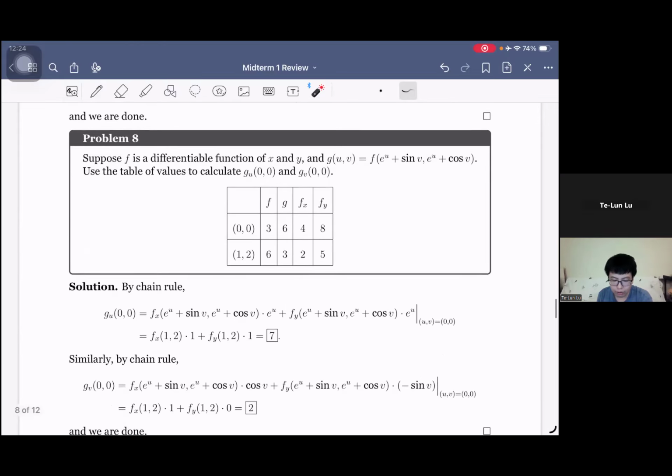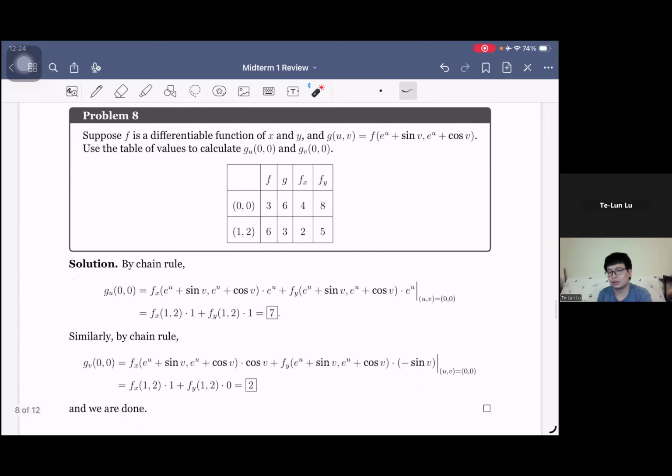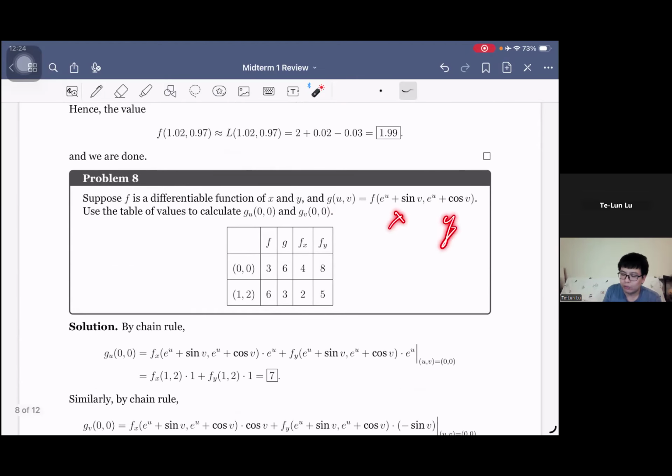Right. Now we're into the chain rule part. This is an exercise from the textbook. f is differentiable in x and y, and g of u, v is defined to be this function: g(u,v) = f(e^u + sin v, e^u + cos v). So this is a classical chain rule. You have two variables, x and y, where each of them is a function of u and v.